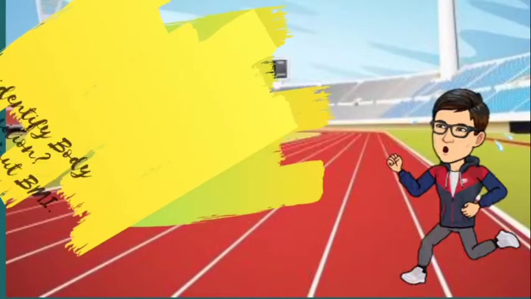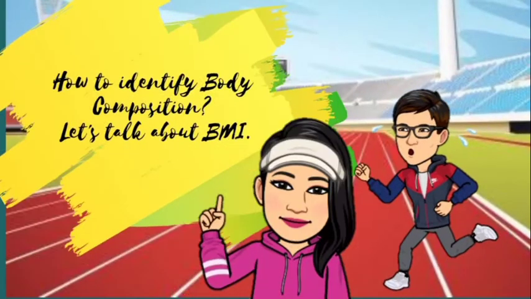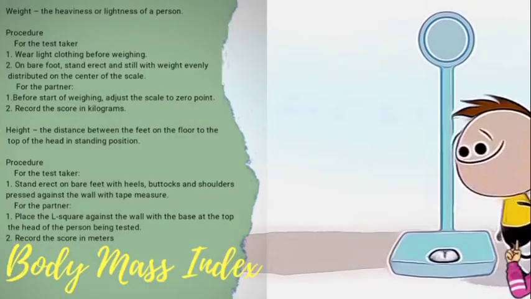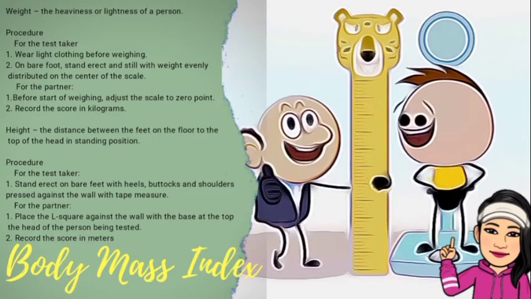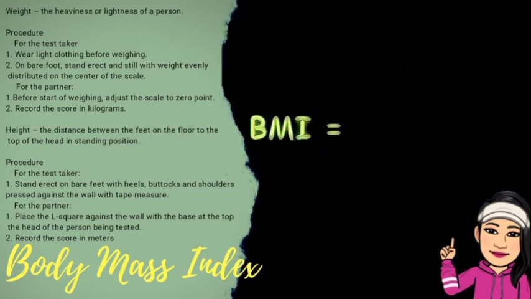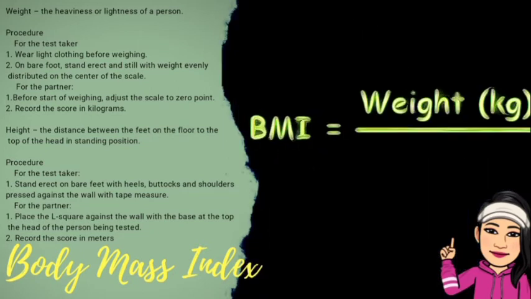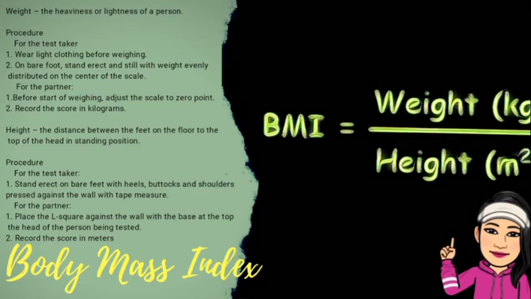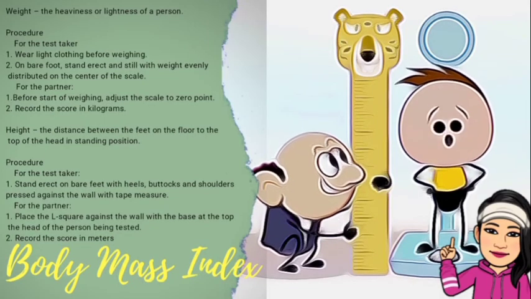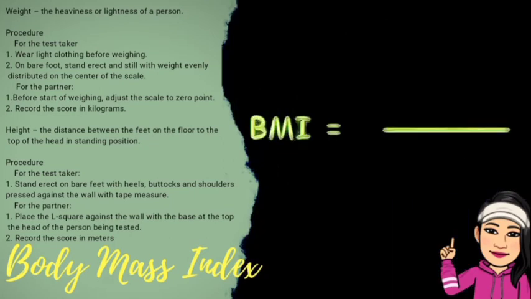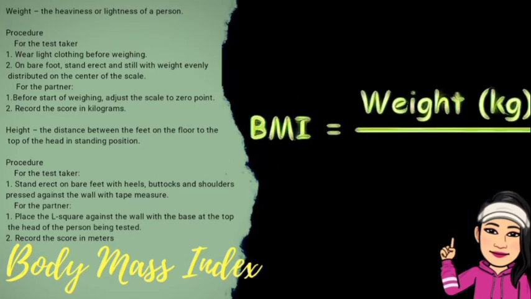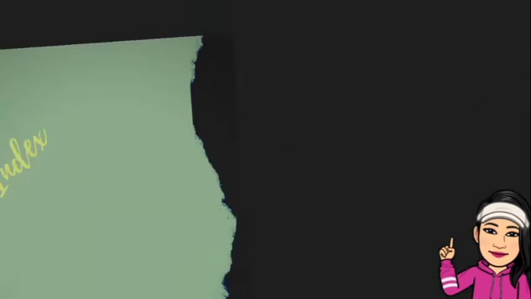So students, do you know how to identify the body composition? Let's talk about body mass index or BMI. To identify your body mass index, you need to get first your weight in kilograms and your height in centimeters. Record your height and weight in your activity form. Compute your BMI by using the formula weight divided by height squared.